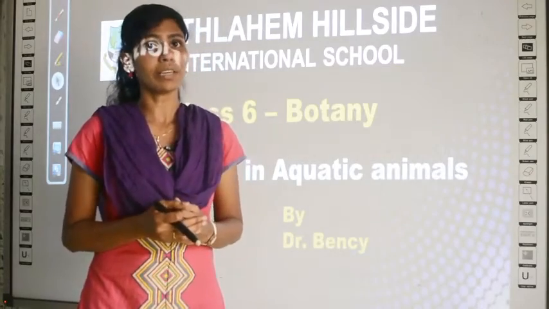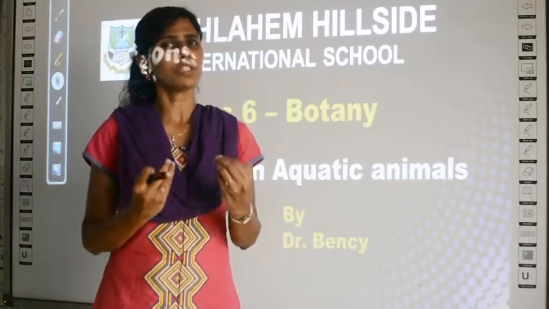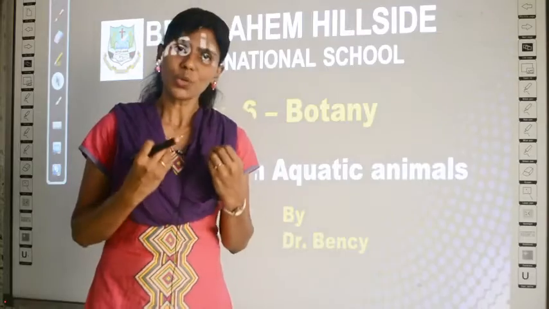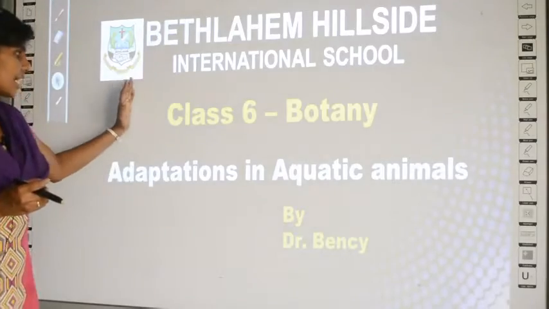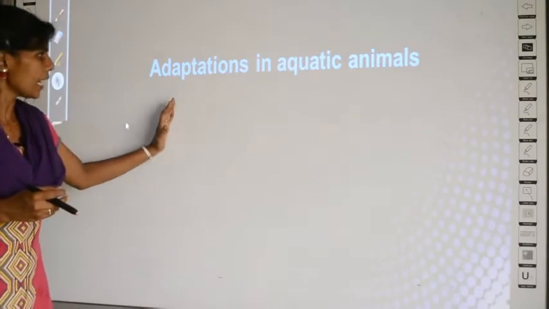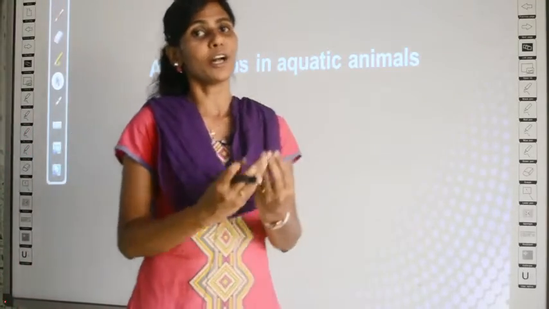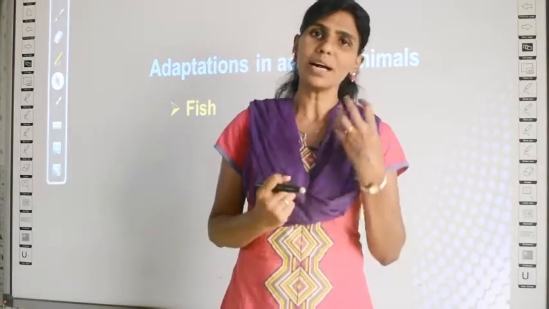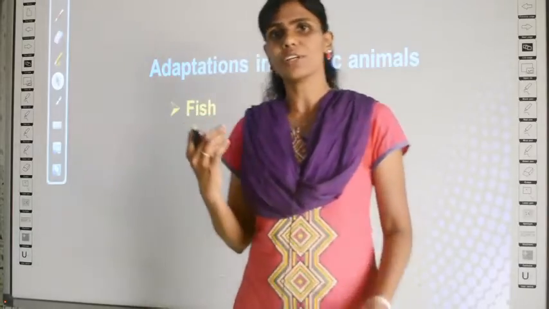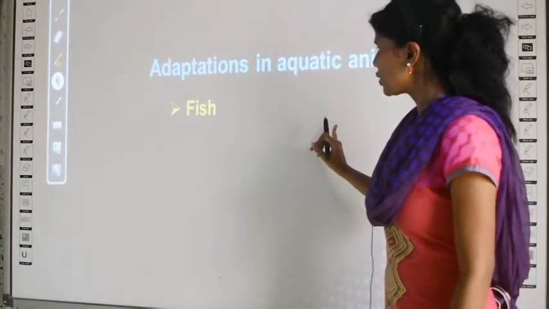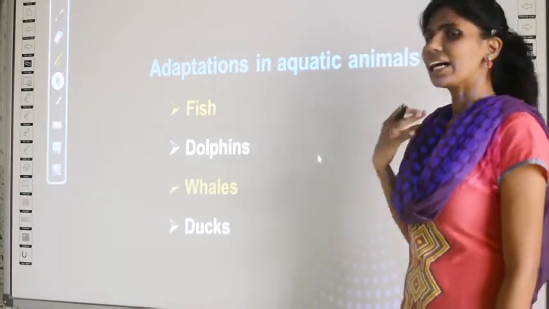Generally animals survive in terrestrial region, no, that is on the land only animals can survive. So what special features or what adaptations aquatic animals have, we will be learning in this class. So let's get started. There are many aquatic animals, but in your textbook there are 4 examples given. The adaptations in 4 kinds of animals are explained in your lesson. So you are going to learn in detail about the adaptations in fishes, dolphins, whales and ducks.